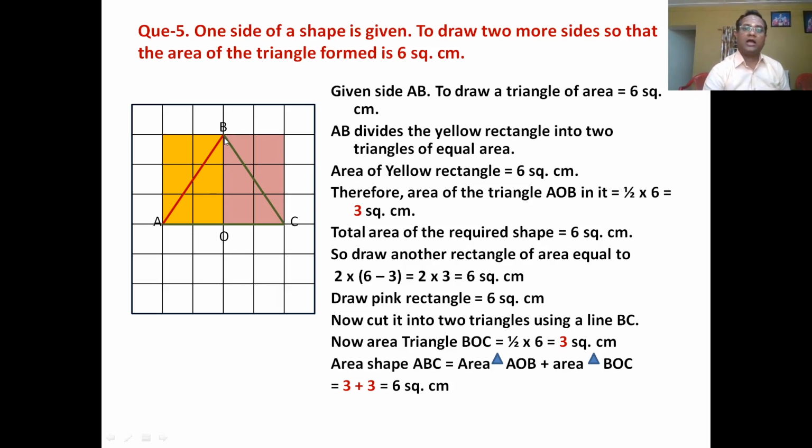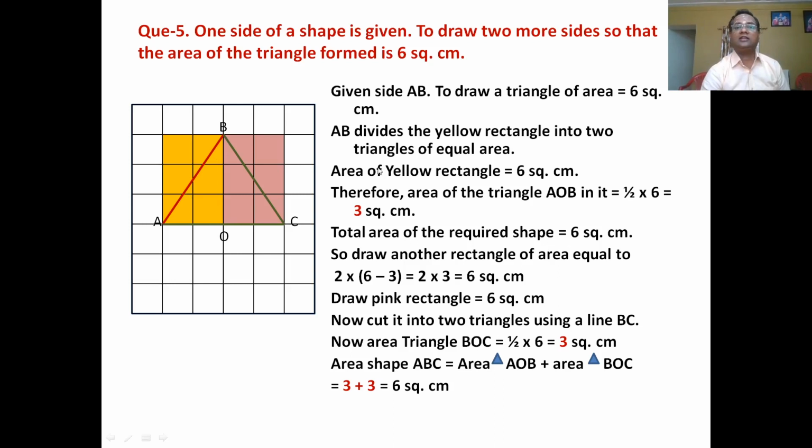So taking AB as the diagonal of the rectangle, I complete the rectangle here. You can see the yellow rectangle here. The area of the yellow rectangle is 2 threes are 6. So the area of triangle ABO is 6 divided by 2, that is 3 square centimeters. So the area of this triangle is 3 square centimeters.